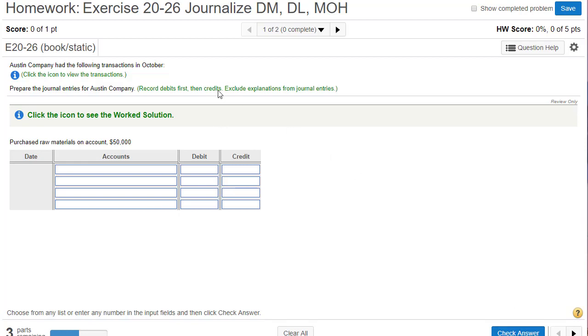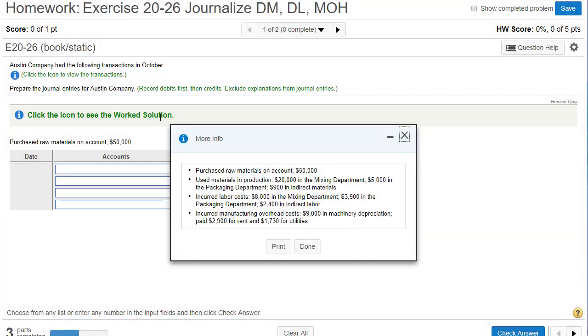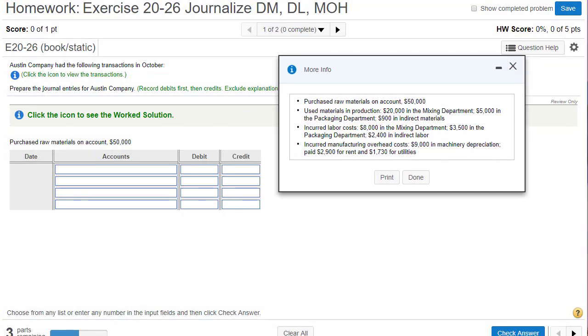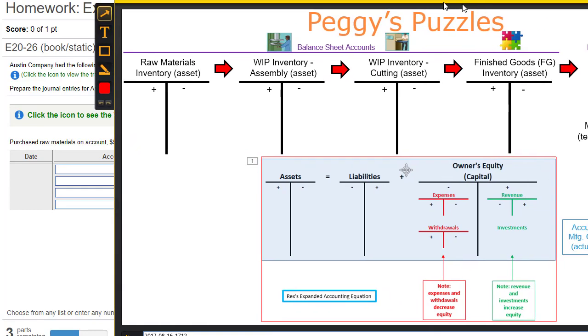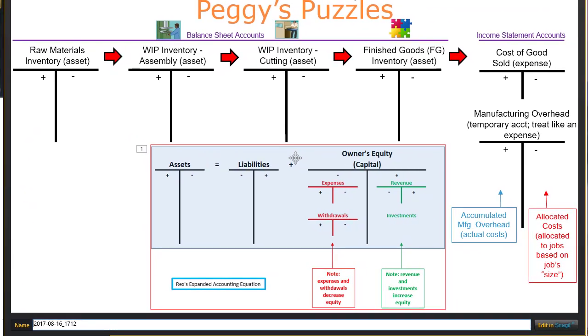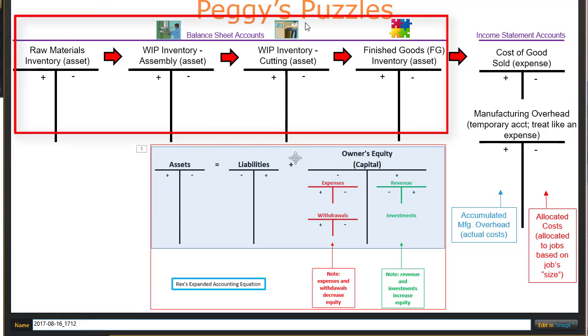Exercise 20-26. We're going to journalize direct materials, direct labor, and manufacturing overhead. So Austin Company had the following transactions in October. Just to remind you from our slides in the video lecture, here's Peggy's puzzles, and here are the balance sheet accounts having to do with the products.